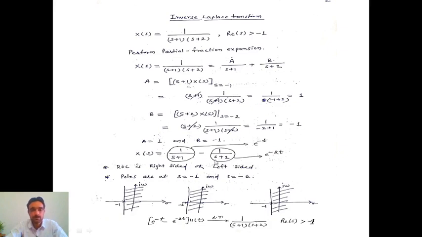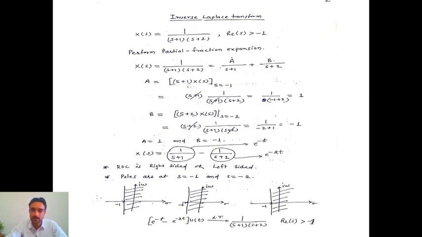Okay. So now we know that the ROC is given as the real part of s greater than -1. Greater than -1 means this signal is a right-sided signal. Whatever the number of poles, the final ROC is greater than -1. So whether the signal is right-sided or left-sided depends on the final ROC.